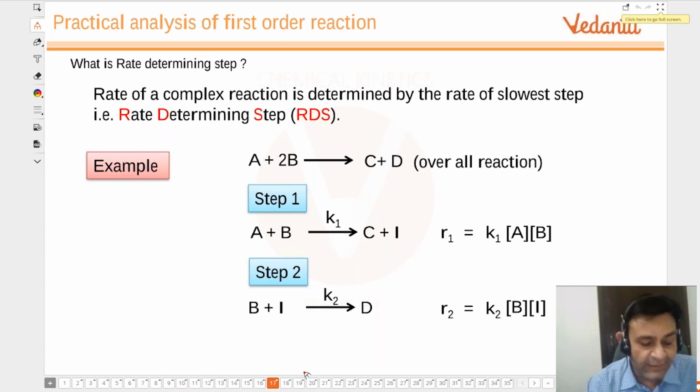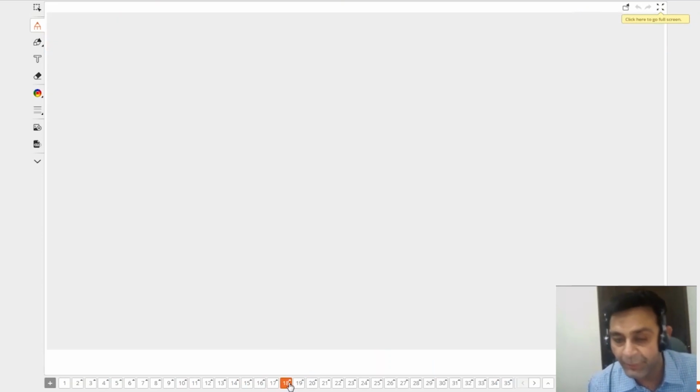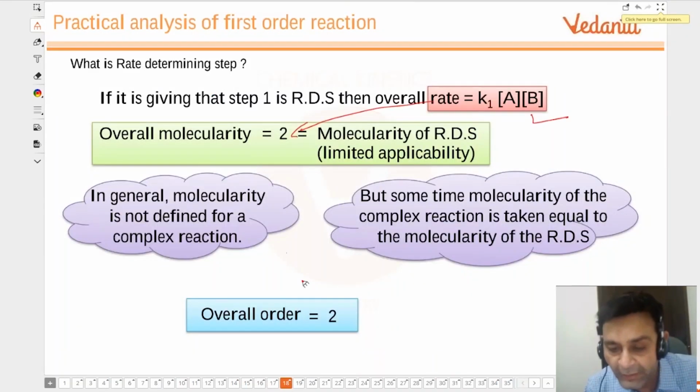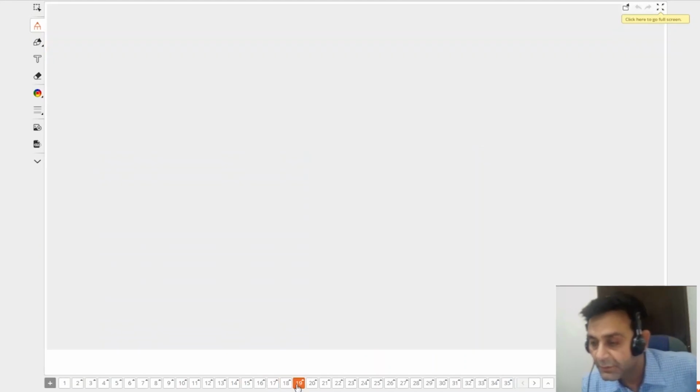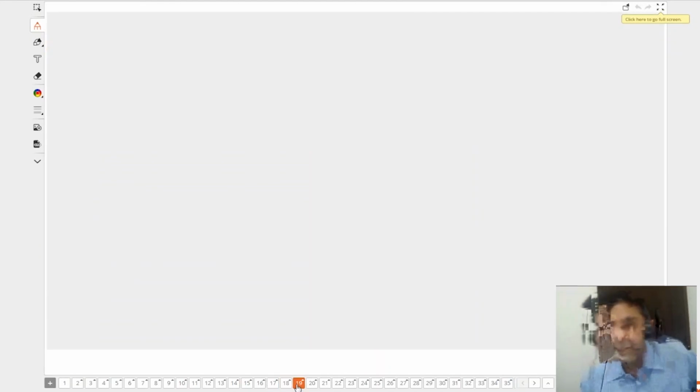In our previous classes, I have discussed what the rate determining step is, how to find the molecularity and how to find the order of reaction, right? The slides are being shown here, but it is not required right now.